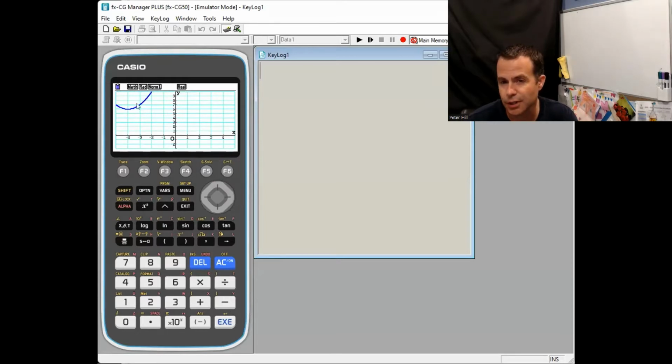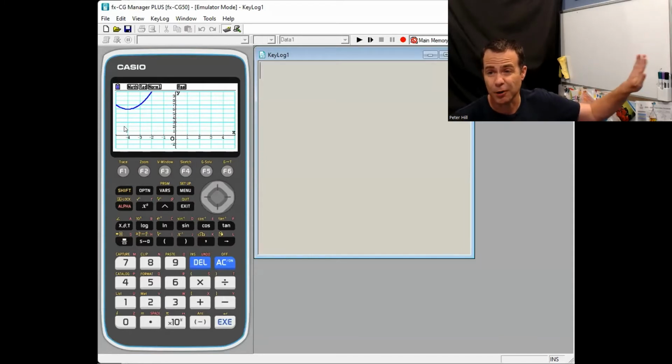My window settings are a little off. Now I can see, okay, I want my X min actually to be farther away.